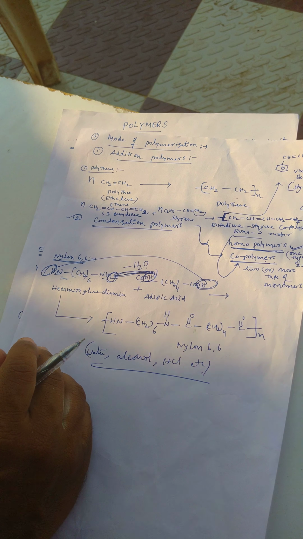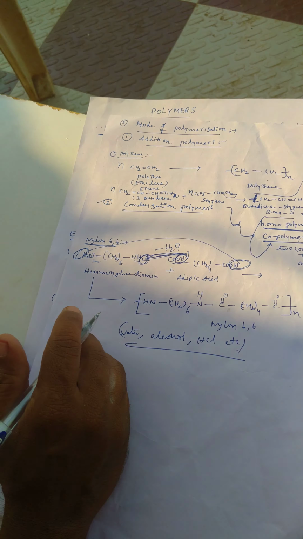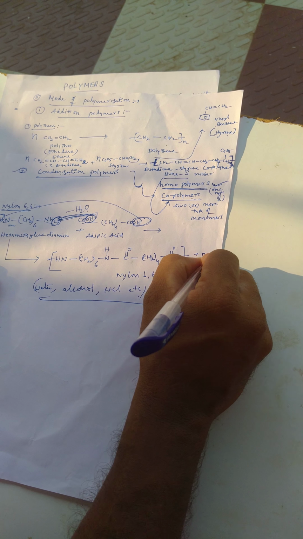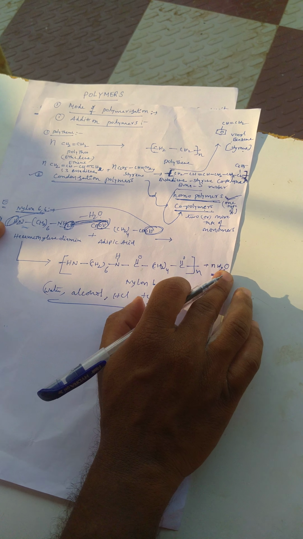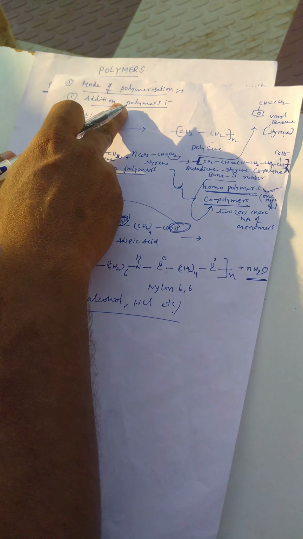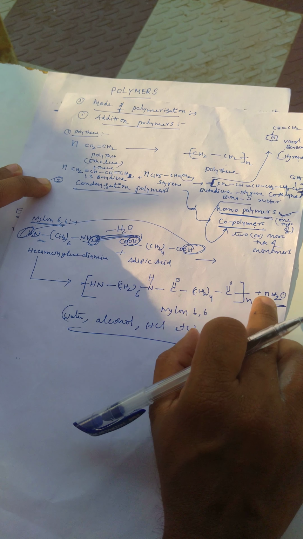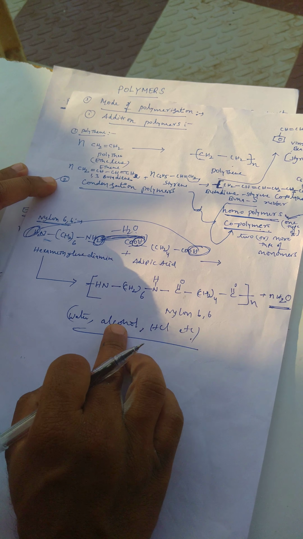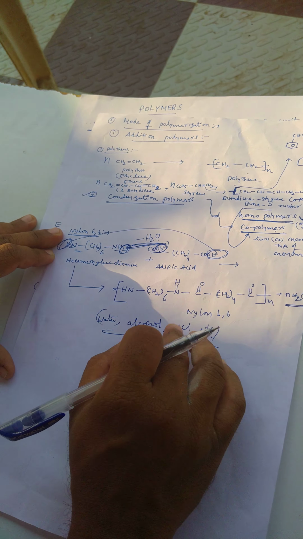When you are writing this nylon 66 equation, children, compulsorily some water molecules will be eliminated, no? This is also an important thing, so that you can understand that during condensation polymerization some simple molecules are eliminated. In addition polymerization, no simple molecules are eliminated, they are just added. Whereas in condensation polymerization, compulsorily some simple molecules like water or alcohol or HCl etc. will be removed. By seeing the equation also you can say that it is a condensation polymer.